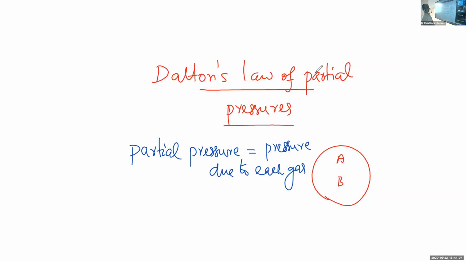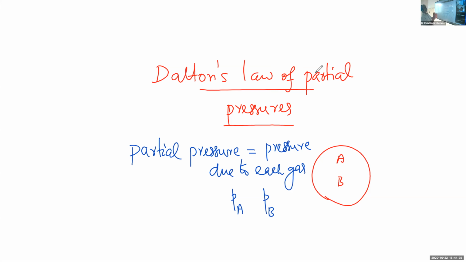So gas A, it is exerting a pressure inside this volume, and it is called the partial pressure of A. We can call it PA, that is the partial pressure of A. Pressure exerted by B, you call it as partial pressure of B, PB.